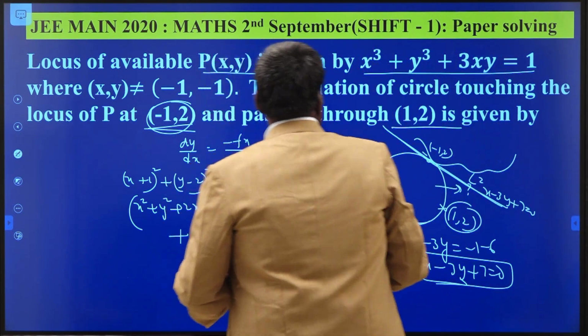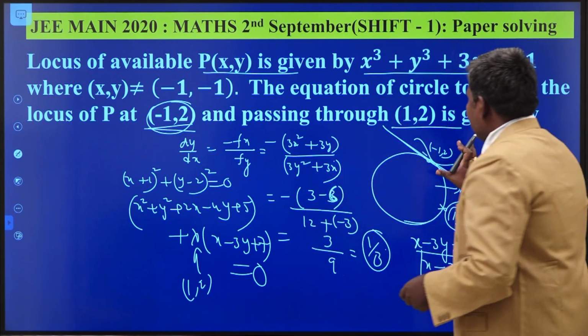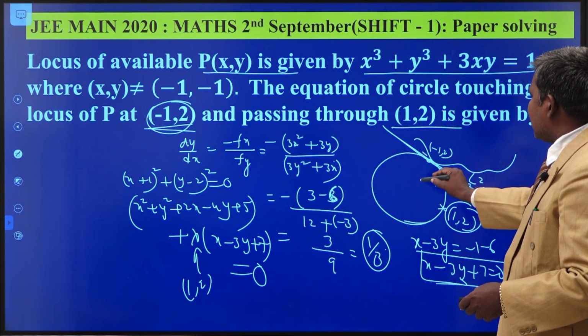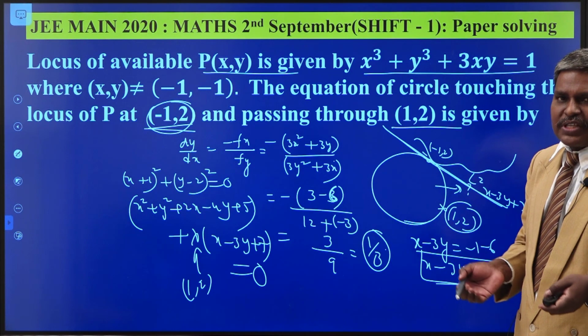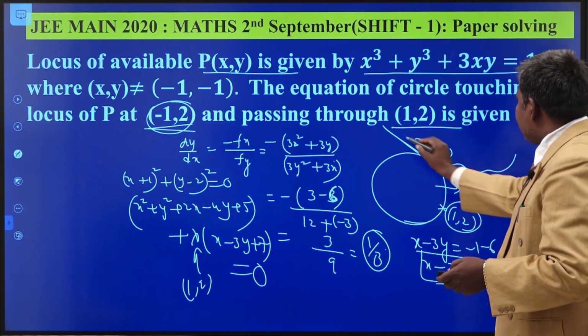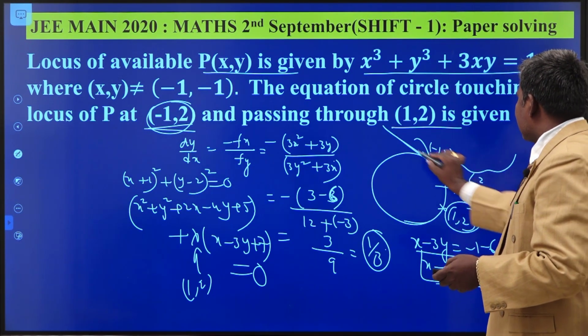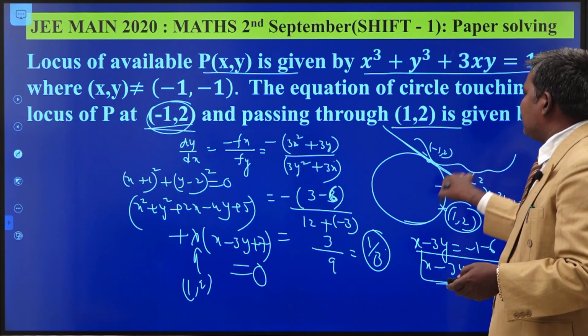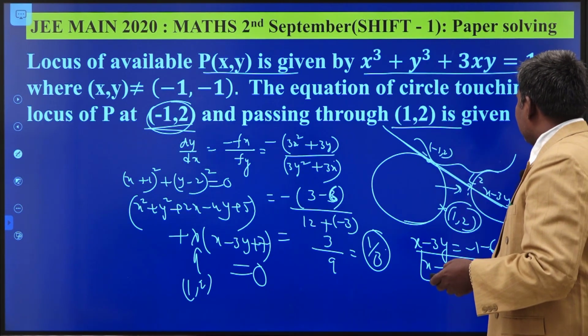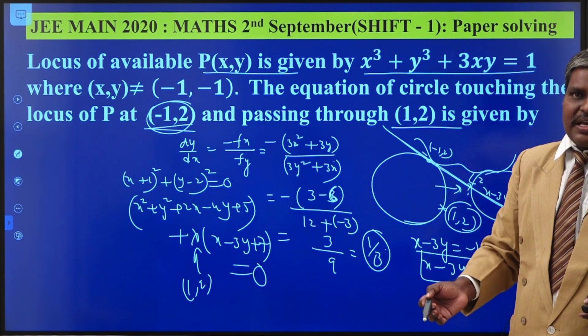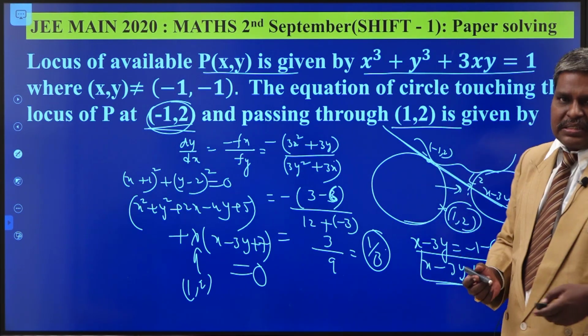So it also takes some time, but you have to get this concept. Two curves touch at a point, their slopes are equal at that point. With the help of that concept, you find the slope of the tangent at this point to both curves. After getting the tangent equation, you make up S plus lambda L equal to 0. We obtain the required answer. Understand?